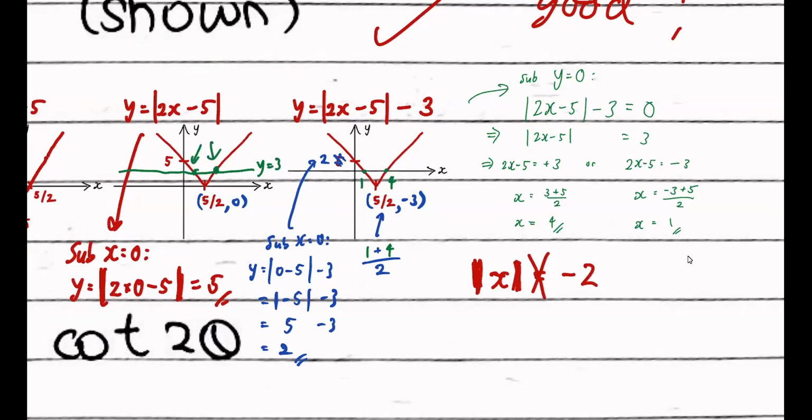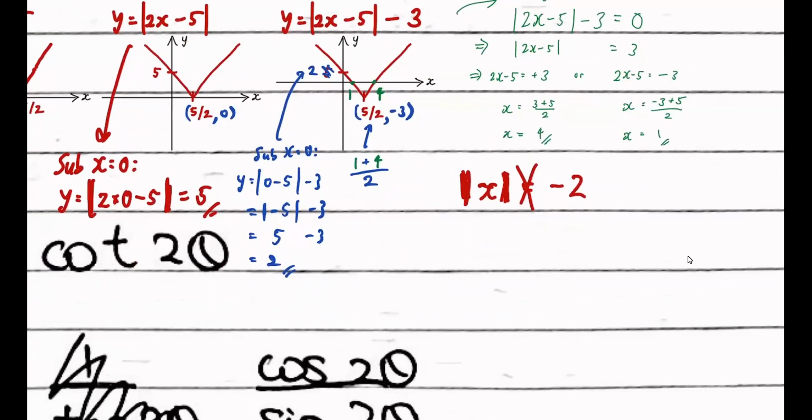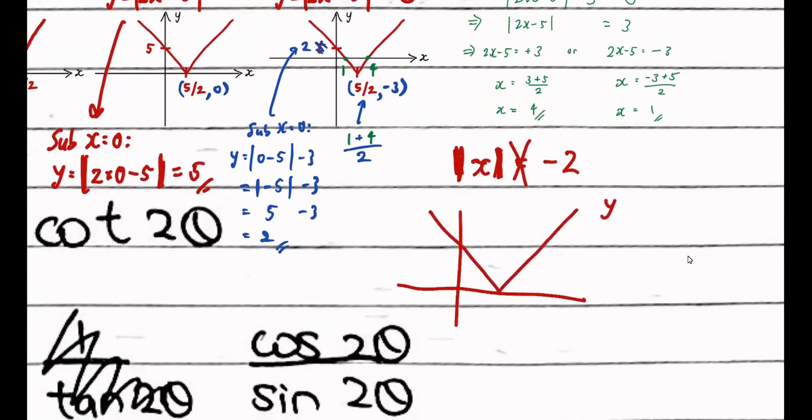It must be plus or minus. It has to be plus or minus. The reason is, maybe a clearer picture will be like this. This is y equals modulus 2x minus 5. Then positive 3 and negative 3 look like this. This is y equals 3. This is y equals negative 3.